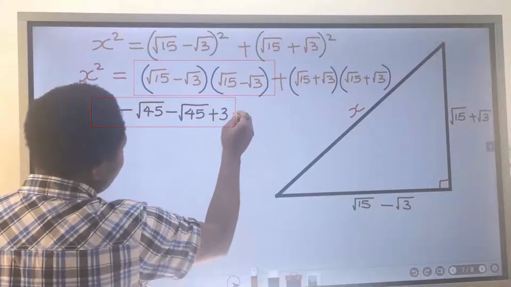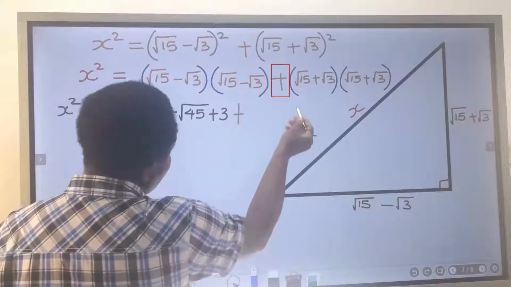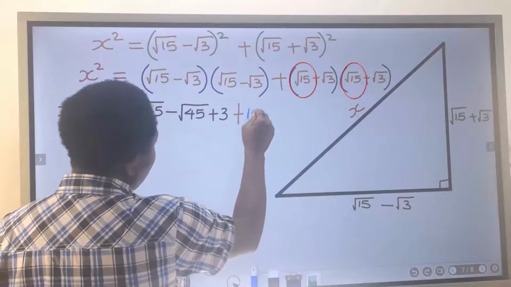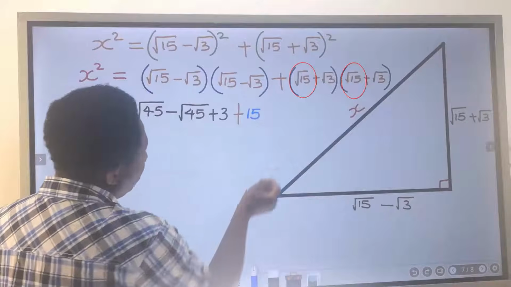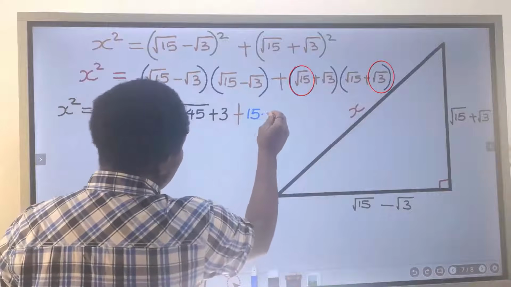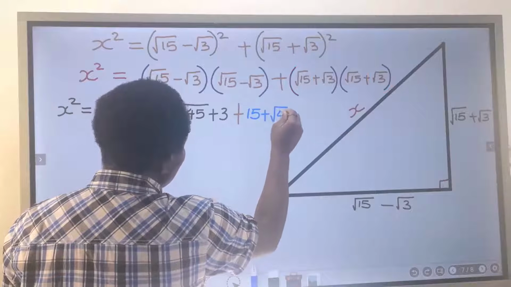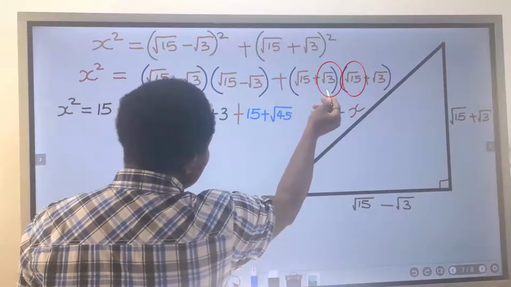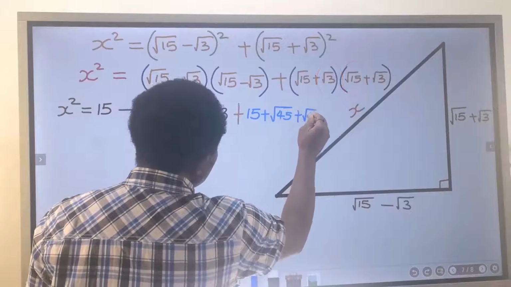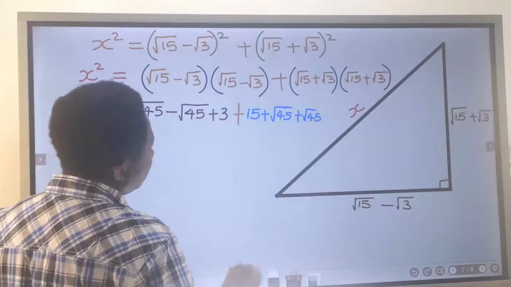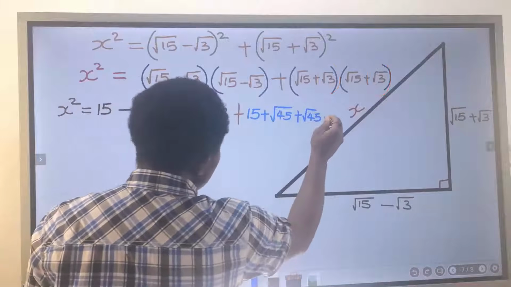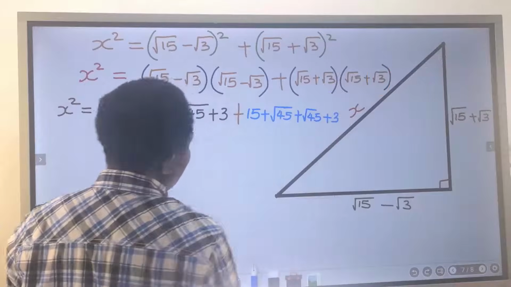Next, I will have this plus. The square root of 15 will multiply the square root of 15. And we are going to have only 15. The square root of 15 will multiply the square root of 3. Here, we are going to have the square root of 45. The square root of 3 will multiply the square root of 15. We are going to have the square root of 45. Next, the square root of 3 will multiply the square root of 3. And here, we are going to be left with only 3.